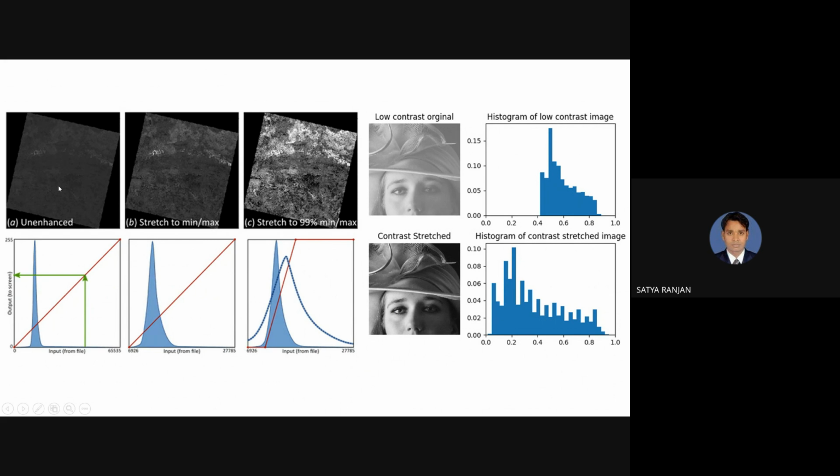This is an unenhanced satellite image in A. Then stretch to minimum and maximum enhancement, and stretch to 90% minimum enhancement. So when we generally get the raw image, sometimes we see that there is no information seen in these areas. That's why we have to enhance these areas. So after enhancing, this type of satellite image is seen. In a different image also we can find this.